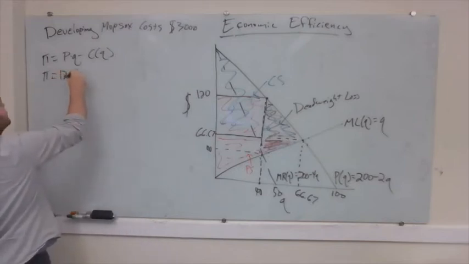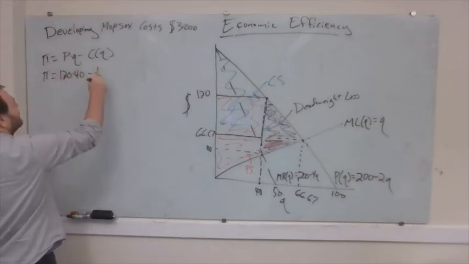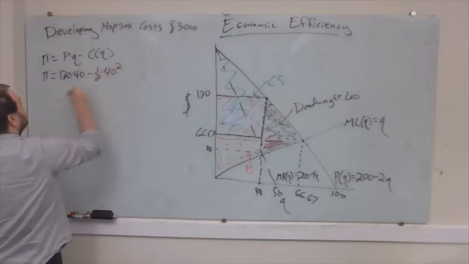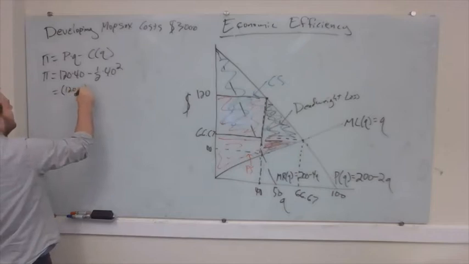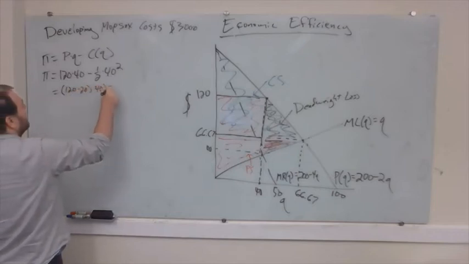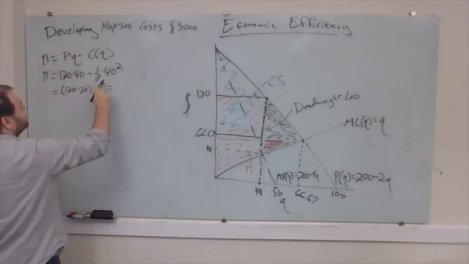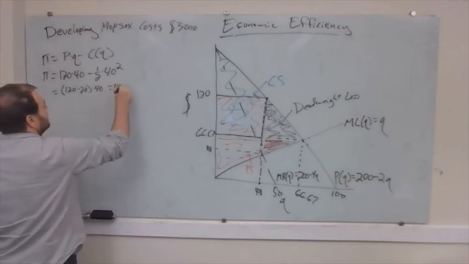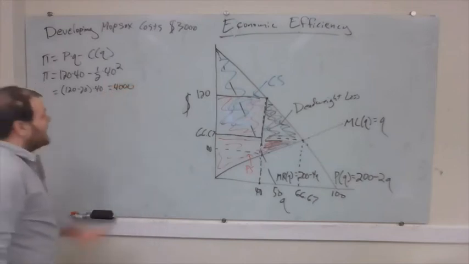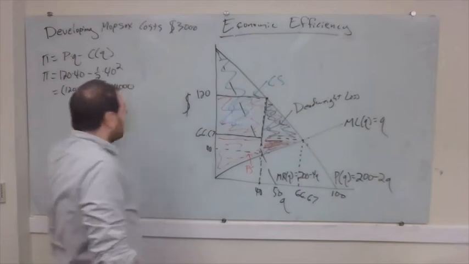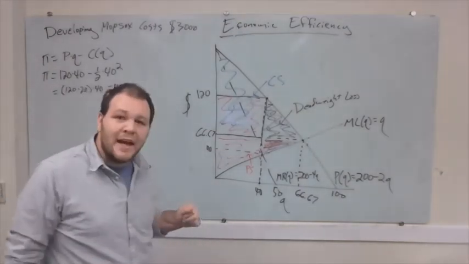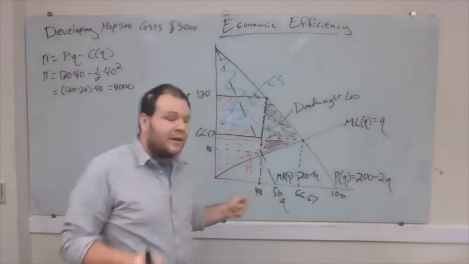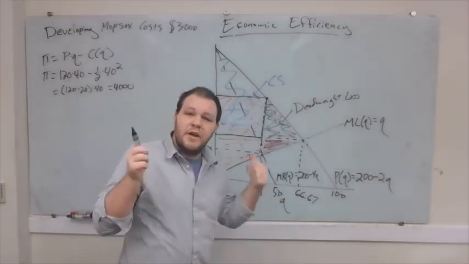So our profit is going to be 120 times 40 minus 1/2 times 40 squared, which is of course going to be 120 minus 20 times 40, or in other words, $4,000. So I'd have to pay $3,000, but I'd make $4,000. So yeah, absolutely, it's worth it. Once you have the idea for the mop sock, you should spend all that time and energy trying as hard as you can to produce a good product.